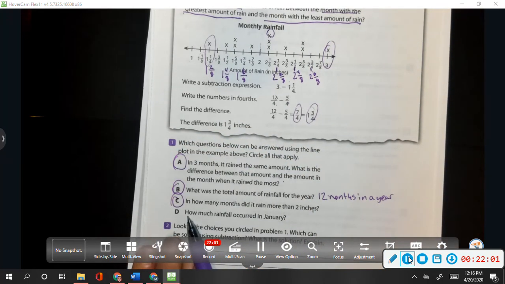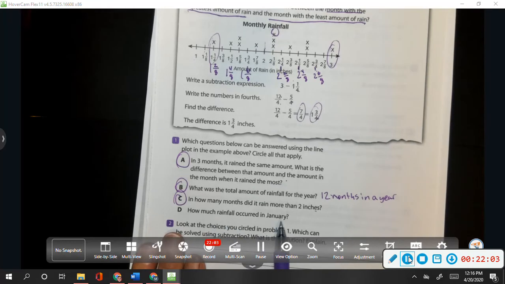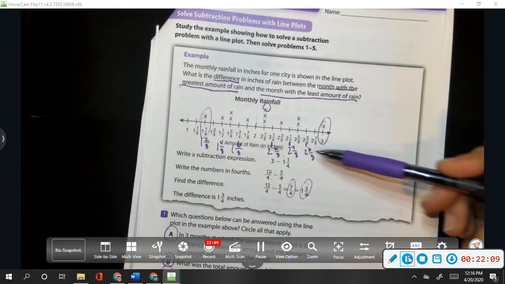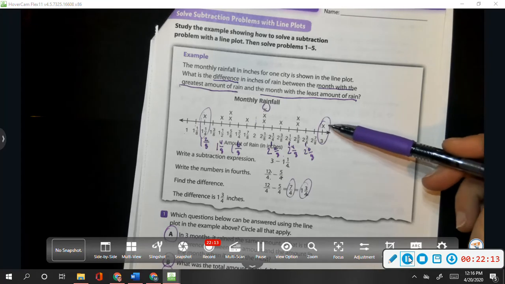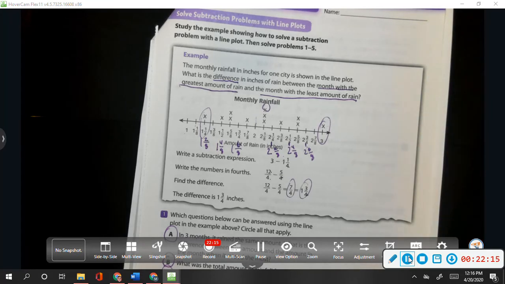And then D, how much rainfall occurred in January? Well, there's a problem here. I don't know what month these actually are. I just know that they are a month. This could be June, this could be August, October, it could be any of the months. I don't know. It's not labeled that way. So we can't answer that question.